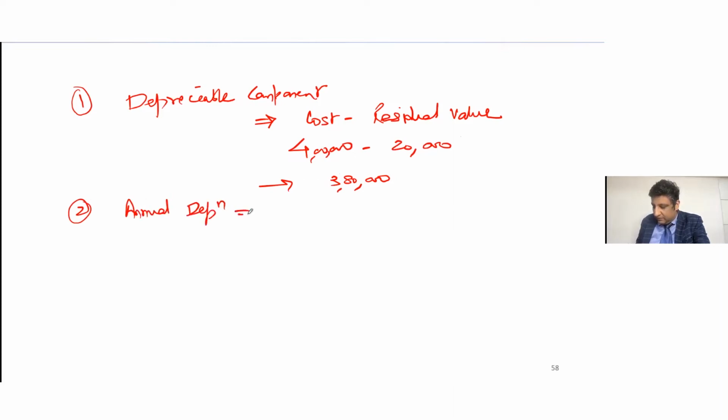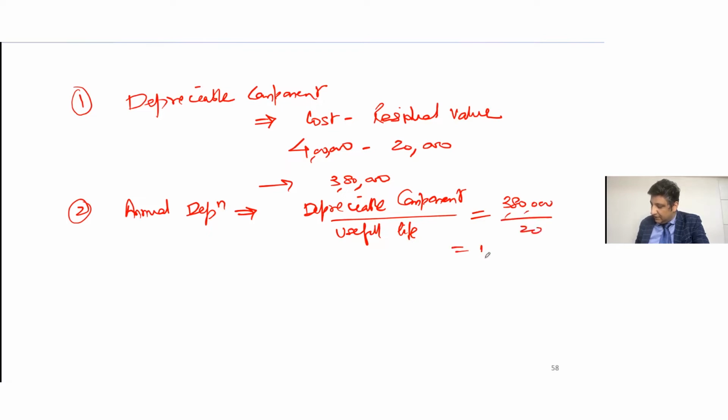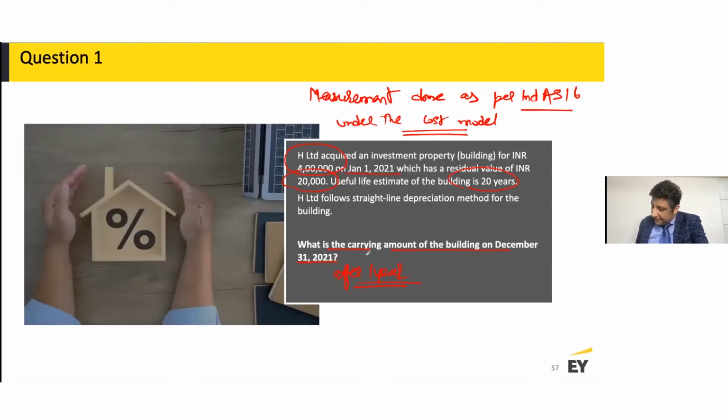The next step is, of course, my annual depreciation. How do I calculate that? It is again depreciable component divided by the useful life, which means that I'm calculating it as 3,80,000 divided by 20, and that gives me 19,000. That's my year one depreciation. What is the requirement of the question? Let's go back. It says, what is the carrying amount of the building on 31st of December 21?